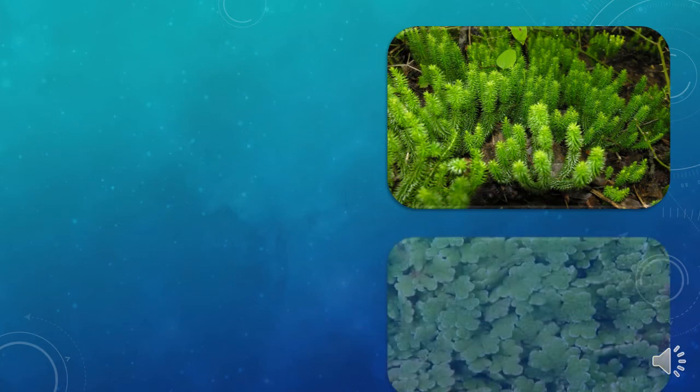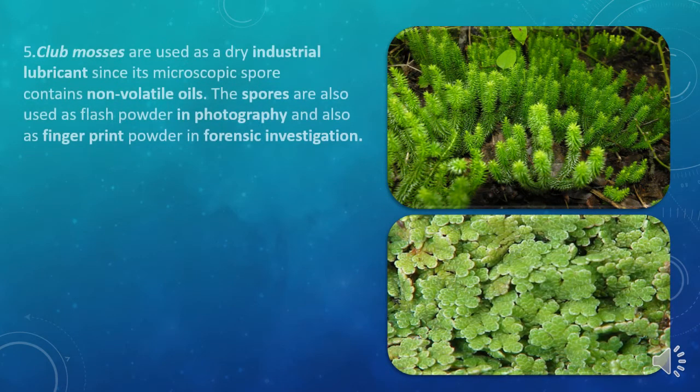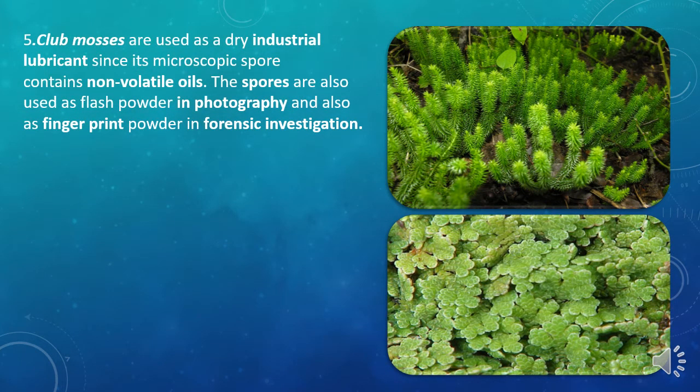This is club moss and this is azolla. Club mosses are used as a dry industrial lubricant since their microscopic spores contain non-volatile oils. Since their spores contain non-volatile oils, which don't evaporate easily, they are used as a dry industrial lubricant. The spores are also used as flash powder in photography and as fingerprint powder in forensic investigation.